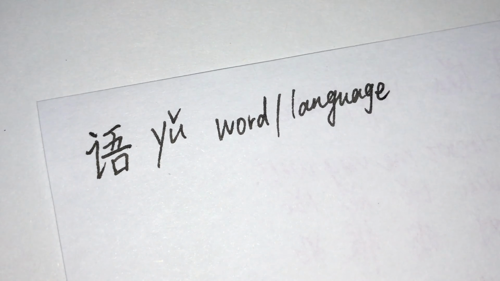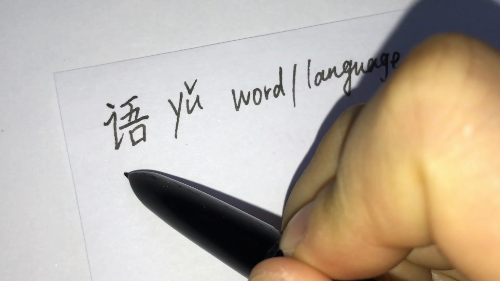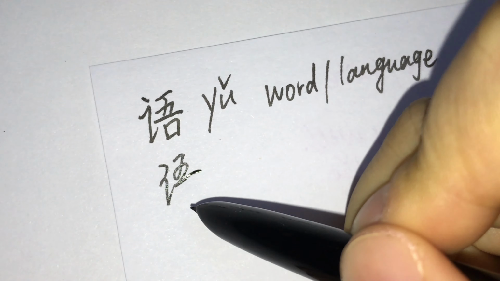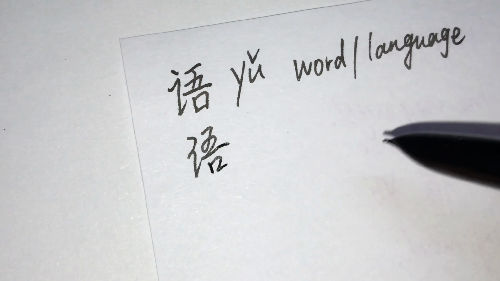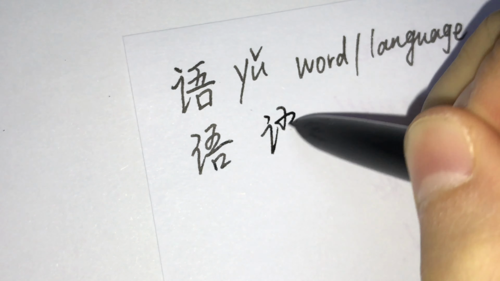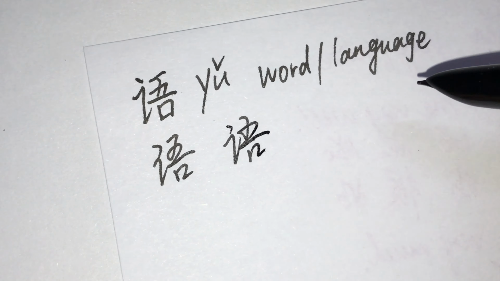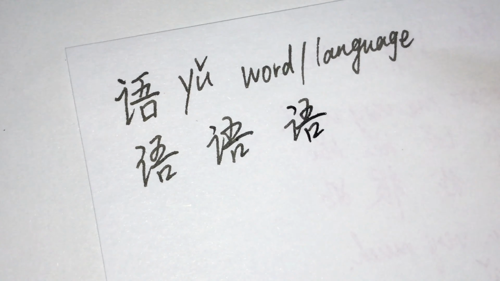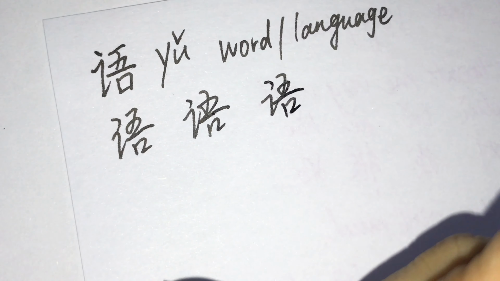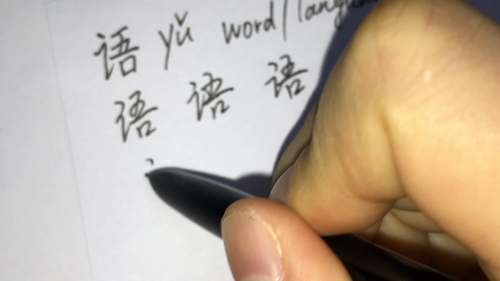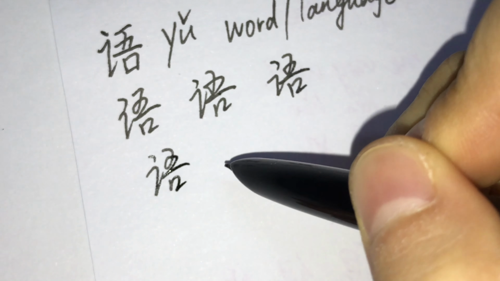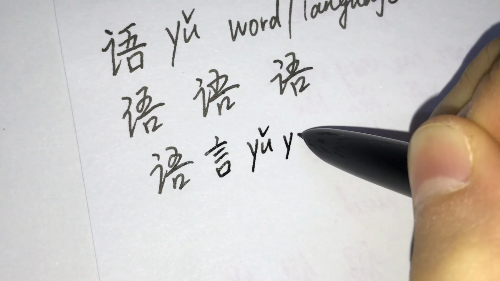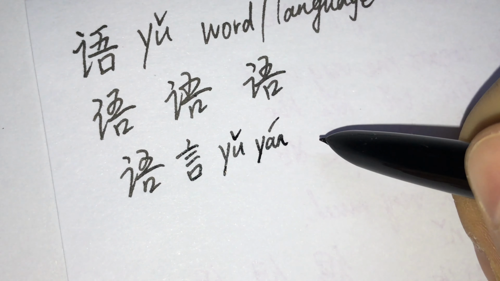In cursive, you can write like this. Yu. For example, 语言 means language.